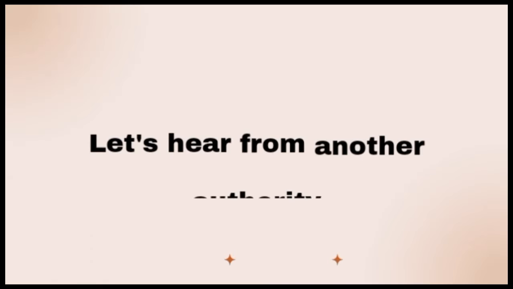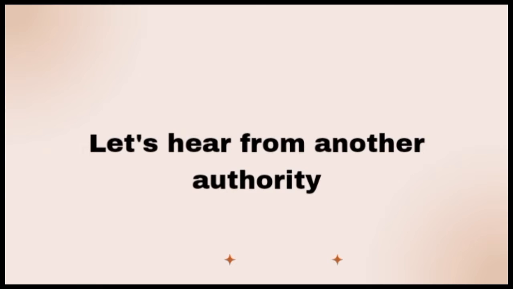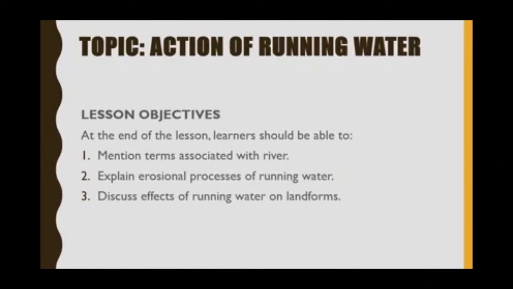First, let's hear from another authority, his views on this topic. Today we shall be looking at the topic action of running water. Lesson objectives. At the end of the lesson, learners should be able to: 1. Mention the terms associated with river. 2. Explain erosional processes of running water. 3. Discuss effects of running water on landforms.